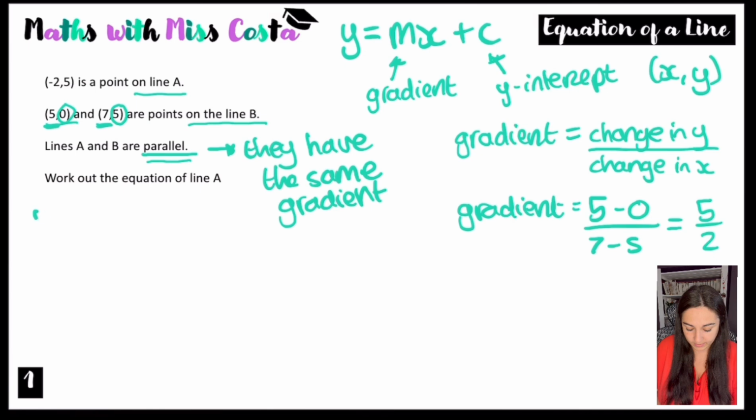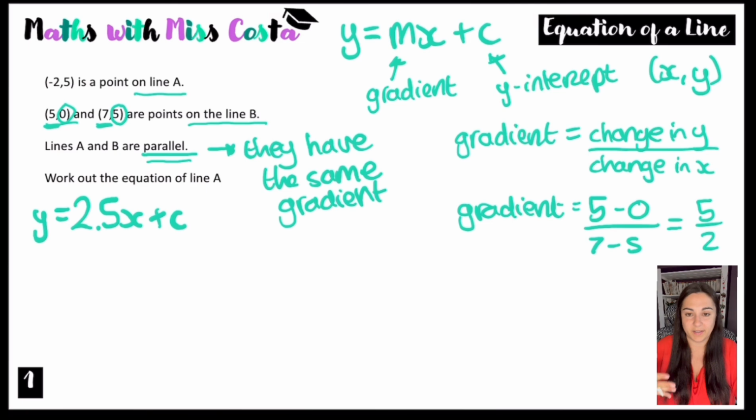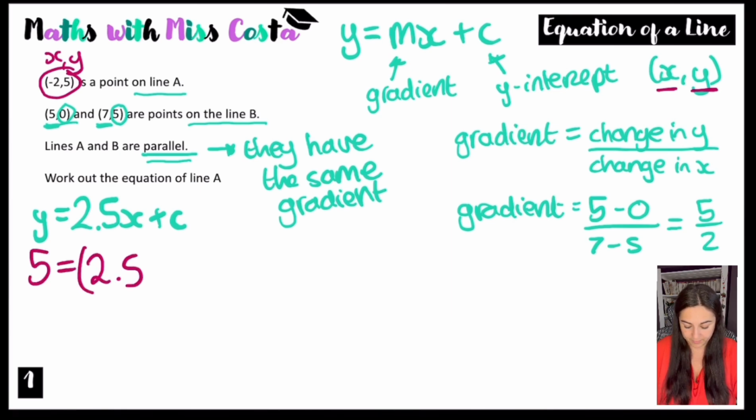So we can write that as y equals 2.5x plus c. That's the case for line B and also for line A. They're parallel, so they have the same gradient. Now we know part of the equation, and what we can do next is substitute the coordinates of line A that we have been given into this equation. Every coordinate, remember, is written as x and then y. So x is -2 and y is 5. So 5 equals 2.5 times -2 plus c.